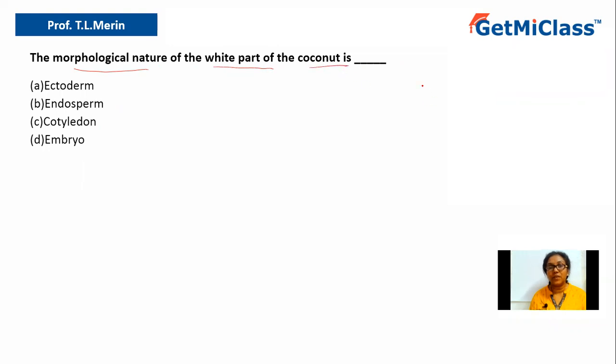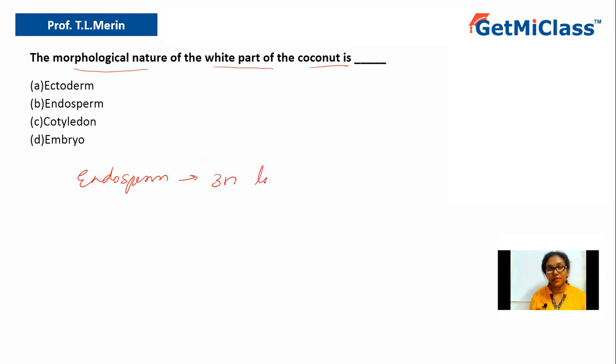coconut. So we know there is a coconut which has fiber outside. Then you have the shell, and inside the shell you have that white edible part, and inner to that in the cavity you have the water, right? Now this white part is nothing but the endosperm. So what is endosperm?